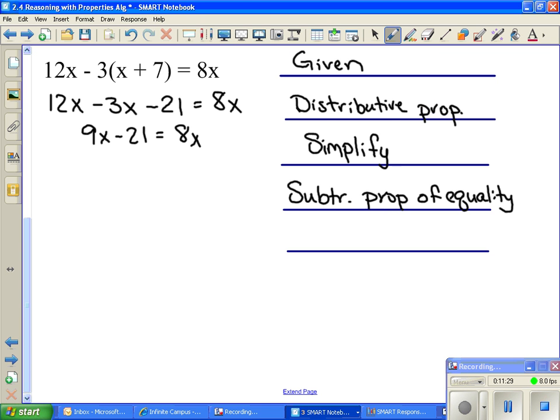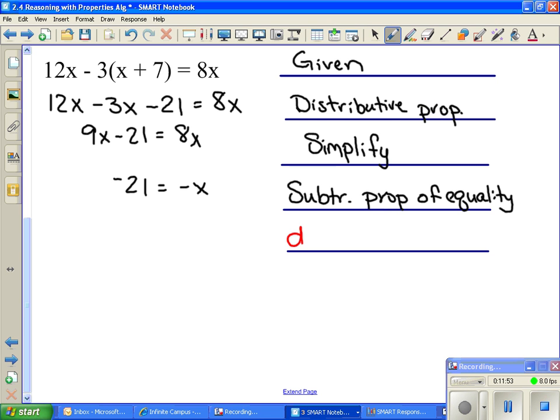It should be property. You can shorthand it. All right, so subtract the 9x from both sides, so you're left with negative 21 equals negative x. Now there's a couple of things to do here. Anybody know what to do? Divide by? Okay, you can divide by -1, or you can multiply by -1.